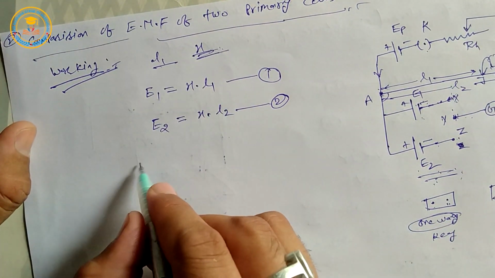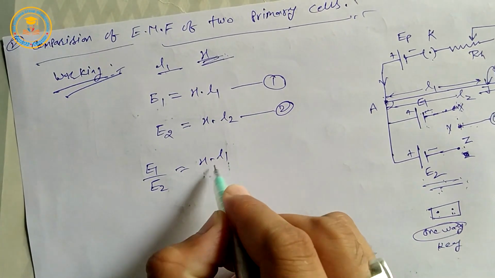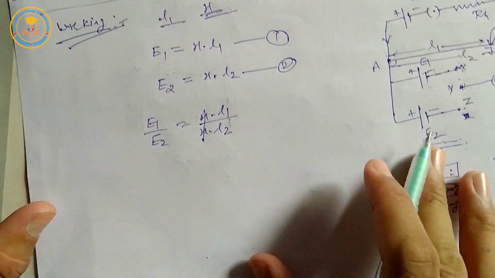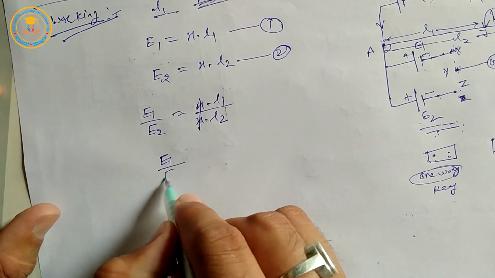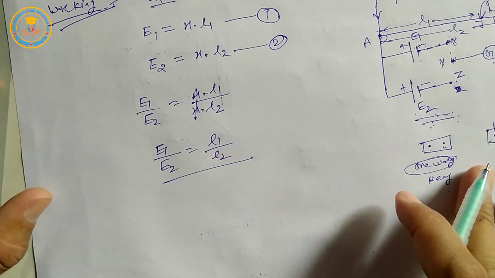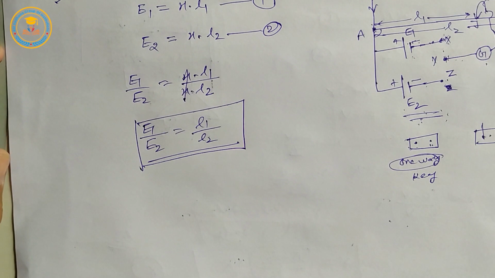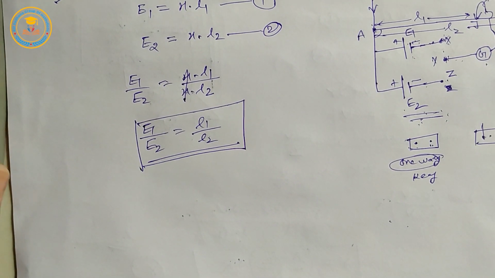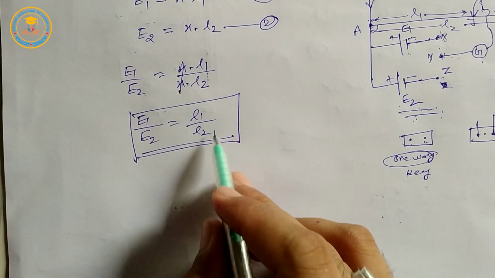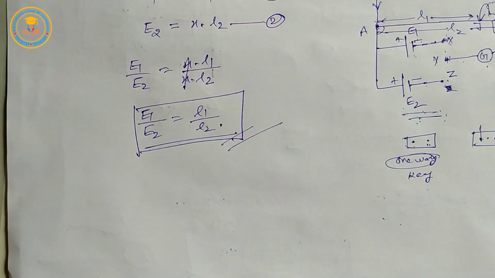From equations 1 and 2, E1 upon E2 is equal to X into L1 upon X into L2. X and X cancel out, then E1 upon E2 is equal to L1 upon L2. This is the ratio of the EMFs of the cells, and according to this, the ratio of the EMFs of the cells is equal to the ratio of the corresponding balancing lengths.